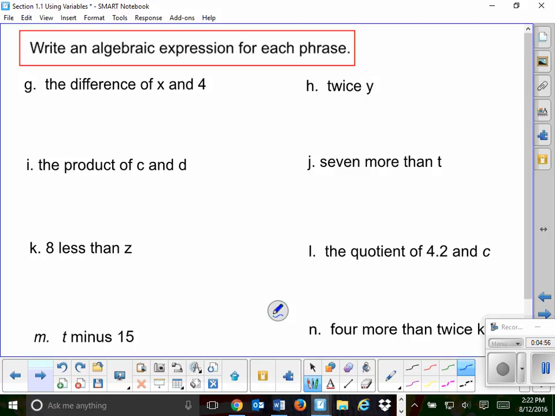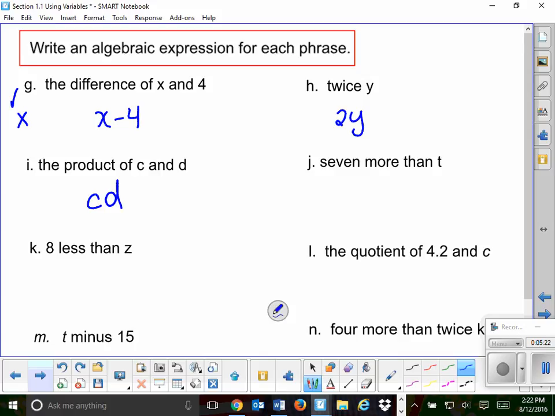Okay, so here we have the difference of x and 4. You should have had x minus 4. If you got it right, you can even put a check mark, or if it's wrong, you can put an X next to it just to mark it. That way you know what to ask questions on in class. Twice y means 2 times y. The product of C and D, and you can just write it as CD.